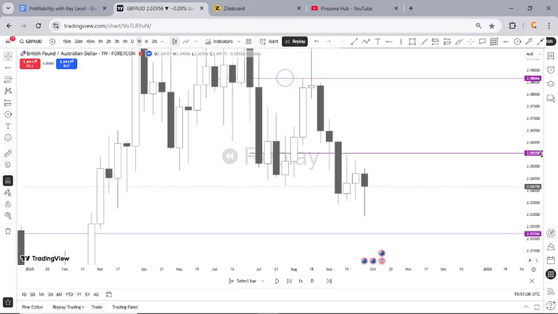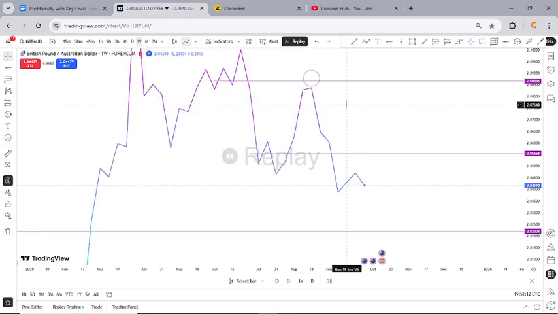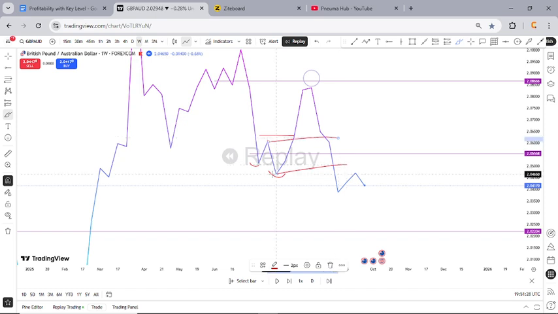Now the rejection on this monthly is the rejection cause what? Go to the line chart. You can read the price action that we are having here. We have higher low, higher high, higher low, then there's a break to the upside here. Now there's a break to the downside here.